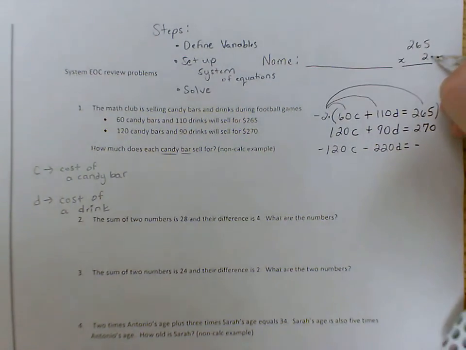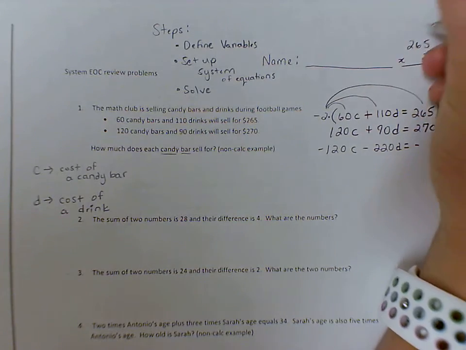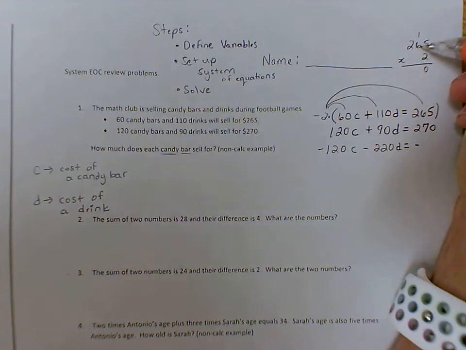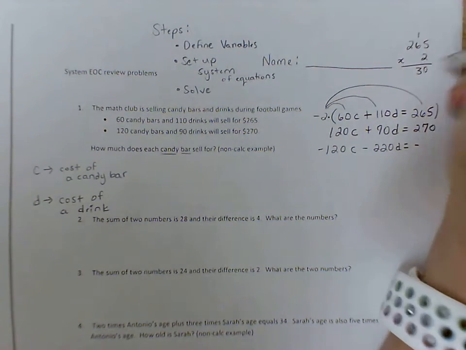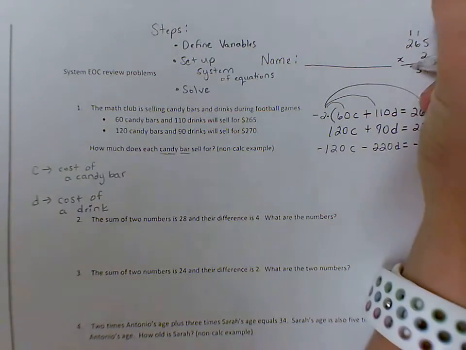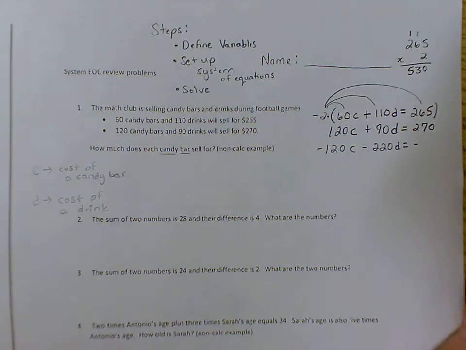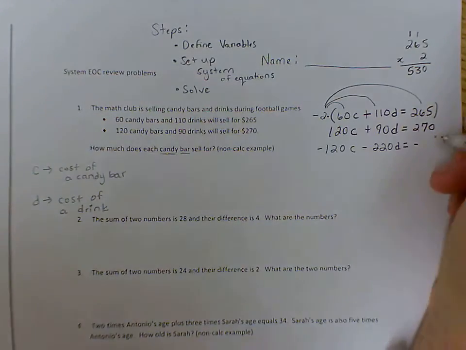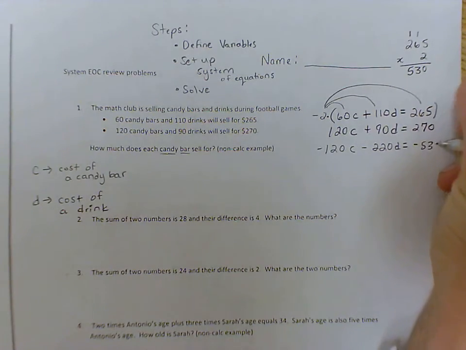Okay, so it'd be 2 times 5, which is 10. And then you got to carry the 1. 2 times 6 is 12, plus that 1 is 13. And then 2 times 2 is 4, plus 1 is 5. So from there, negative 2 times the 265 ends up being negative 530.